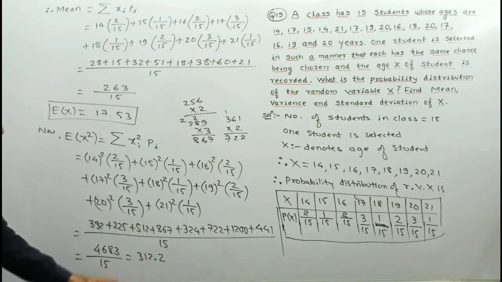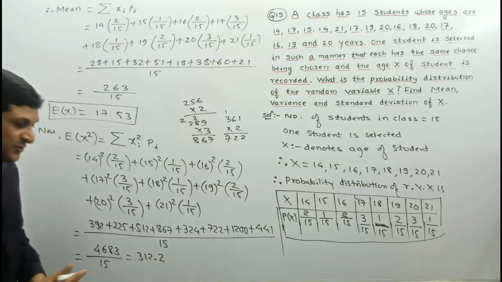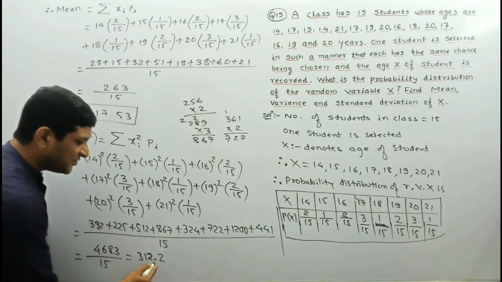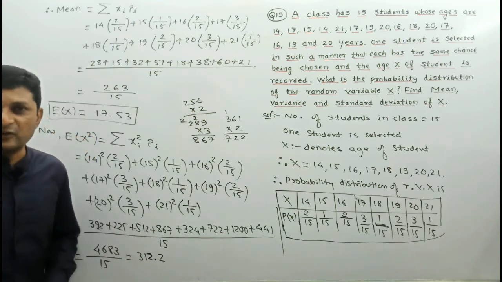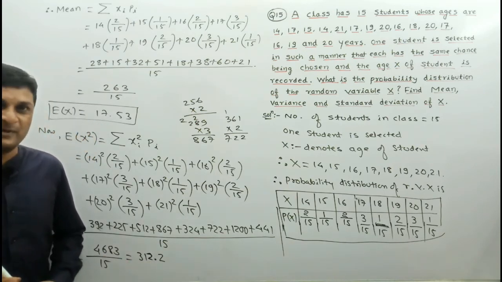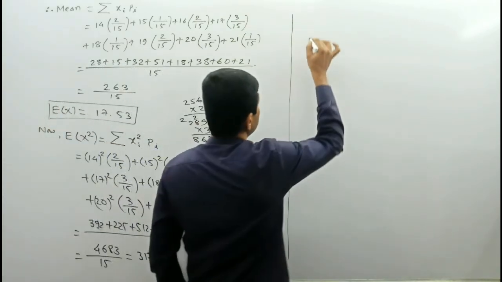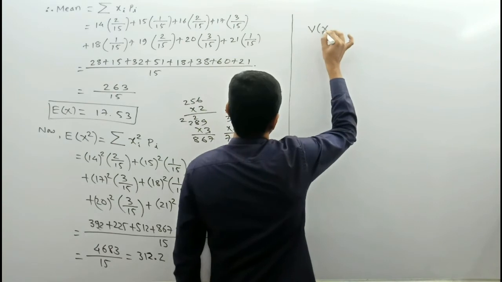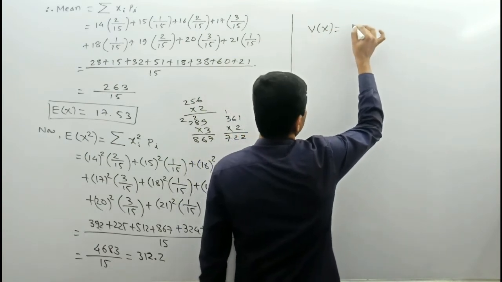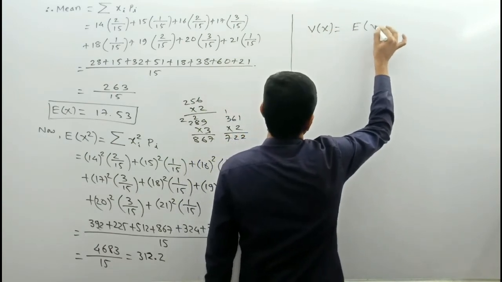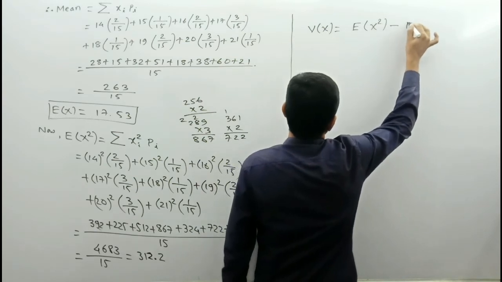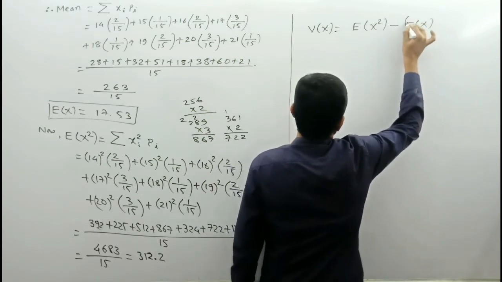So in this way we have got the value of E of x square. Once the value of E of x square is known to us, we are able to find out the variance of this random variable. Now let us find out the value of V of x, which means variance. And what is the formula to find out variance? E of x square minus E of x whole bracket square.